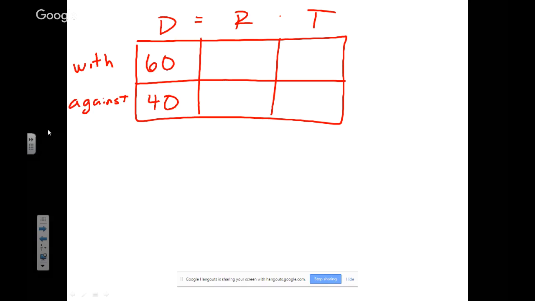So when it comes to the rate, the boat goes 20 no matter whether he's going upstream or downstream, except the current is going to do what to him? Speed him up on which one? Downstream. How do I write speed up? Plus, let's say C for current, which means the other one's going to be minus C.